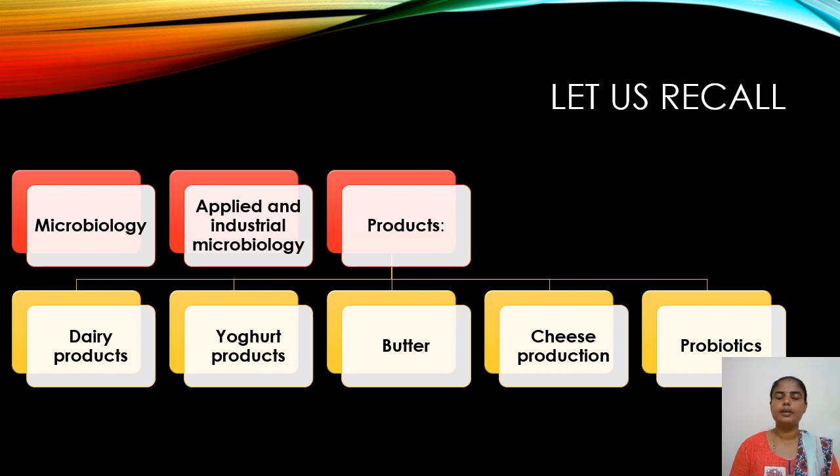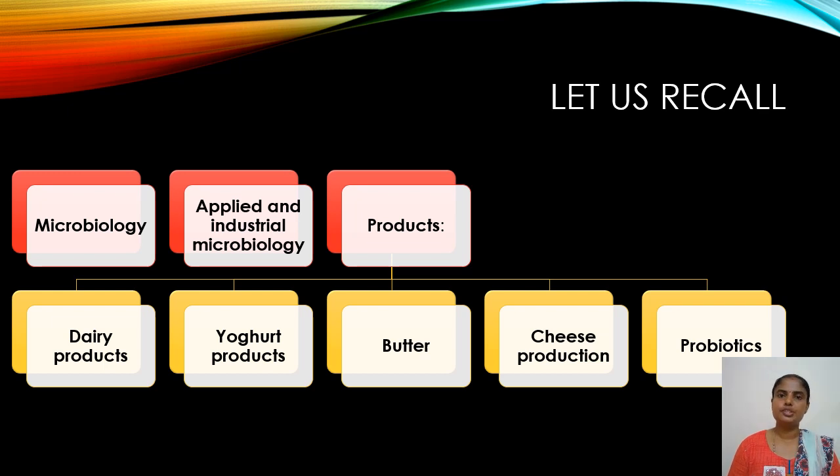Then we have learned about applied and industrial microbiology. Applied microbiology deals with enzymes related to unicellular and multicellular organisms and also prokaryotes and eukaryotes. Industrial microbiology deals with commercial applications of microbes in producing various products and also various applications of microbes itself in industries.